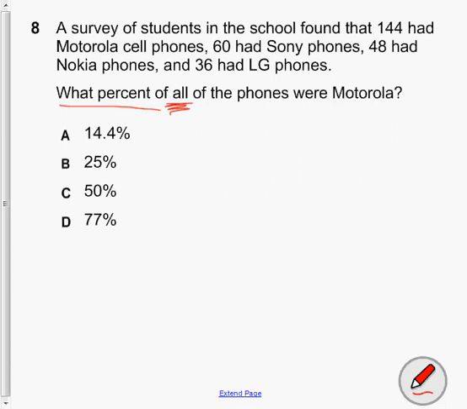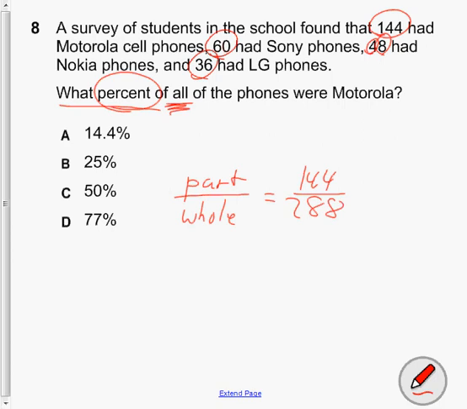So the first thing I have to do is realize that in order for percents to be achieved, I have to have a part to whole ratio. So 144 kids had Motorola. And in order to find the whole, I have to add them all up. So 144 plus 36 is 180. 180 plus 60 is 240. That's 288. So there were 288 people surveyed. 144 of them had Motorola. 144 out of 288 is a pretty easy one to do. That's 50% of the kids surveyed had Motorola cell phones.